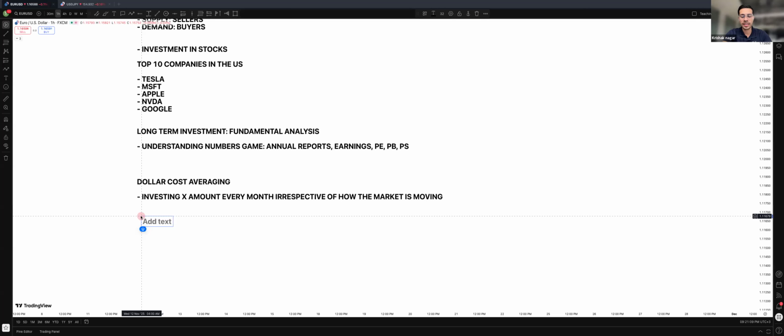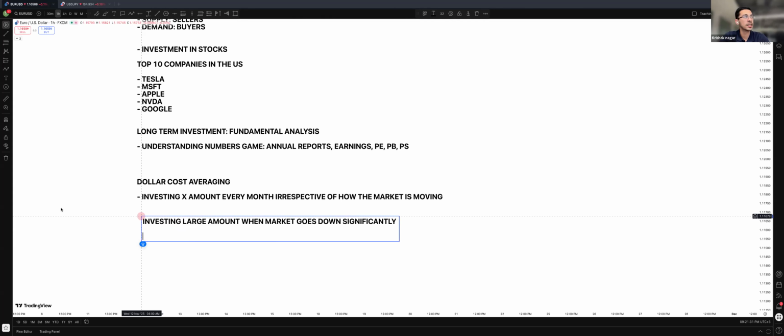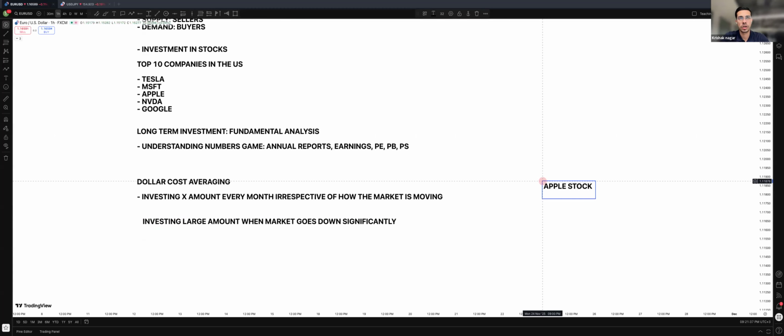The next way to look at it is investing a large amount when the market goes down significantly. What do I mean by investing a large amount when the market goes down significantly? I'll give you an example. Let's say you're looking at Apple stock. Apple stock is trading at about 300 US dollars per share, just to give you an example.